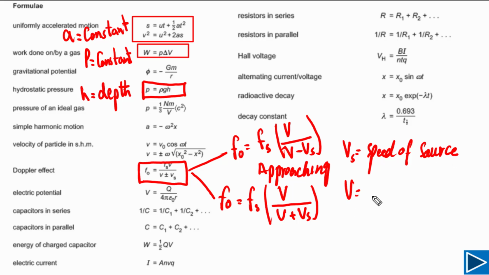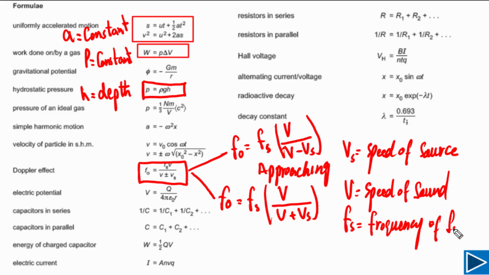And V here is the speed of sound, so this will be given to you. Fs is the frequency of the source. F naught here is the observed frequency, meaning the frequency heard by the observer, or simply observed frequency.